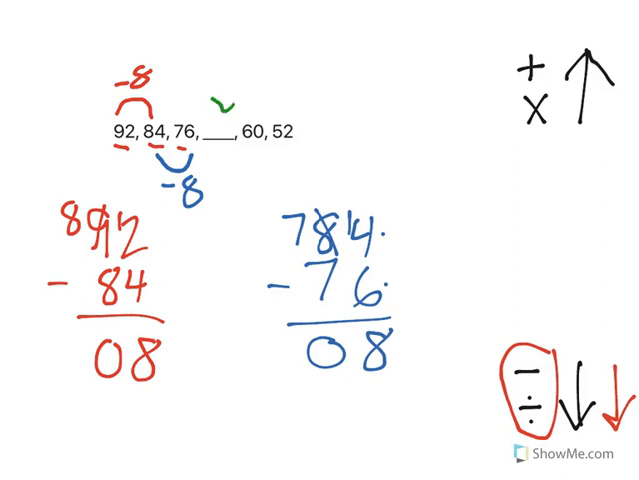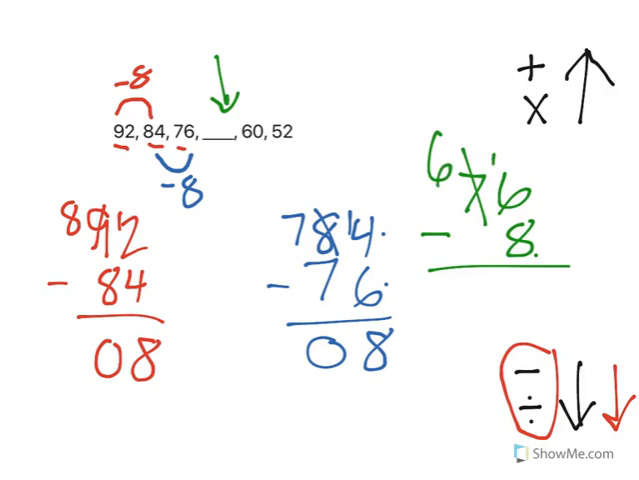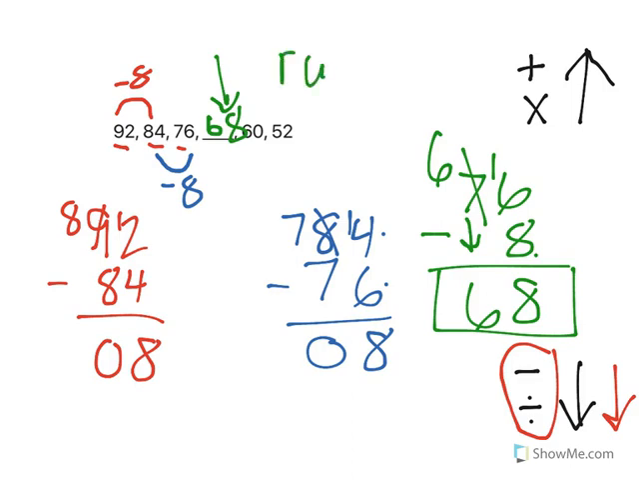Now, if you notice, there is a missing number here. I need to use the rule that I just discovered to find that missing number. So to do that, I would take 76 and I would subtract 8. I cannot take 8 from 6, so I borrow. 16 take away 8 is 8. I bring down the 6. That leaves me with 68. So my missing number is 68, and my rule is to subtract 8.